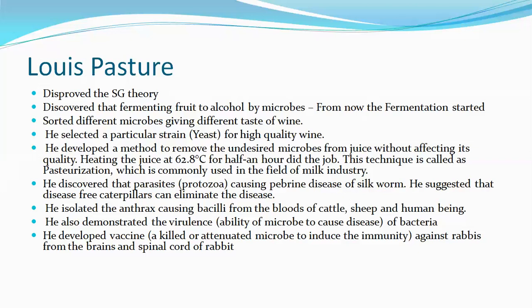Okay, then he also demonstrated the virulence, that is the ability of microbes to cause a disease. So he demonstrated one concept known as virulence, and virulence is nothing but the ability of that microorganism to cause a disease. Okay, and he developed a vaccine, that is the attenuated vaccine. This vaccine is used against rabies, made from the brain and spinal cord of rabbit.